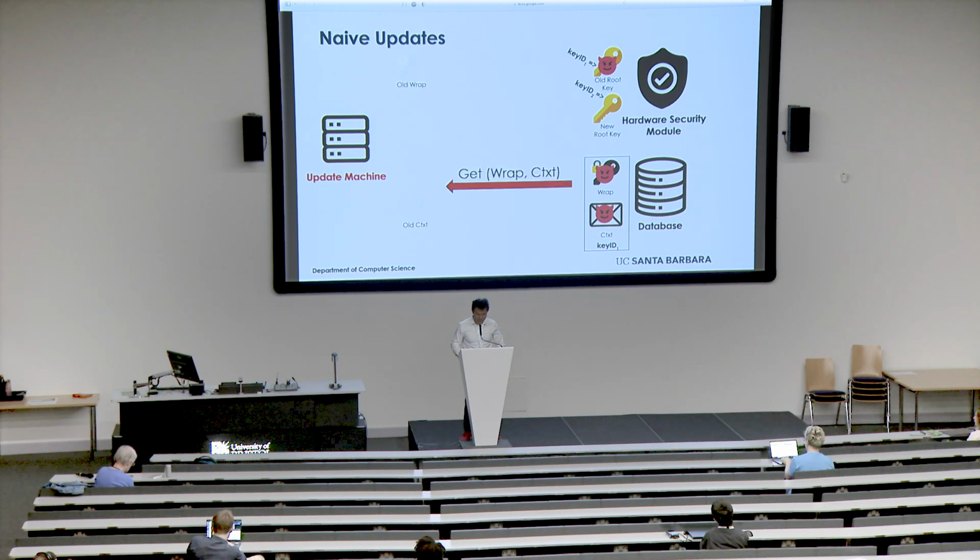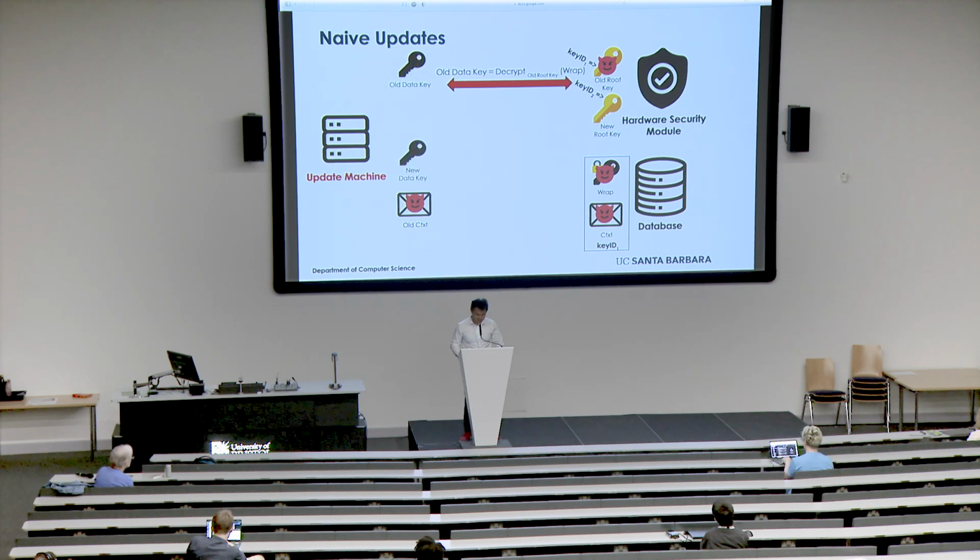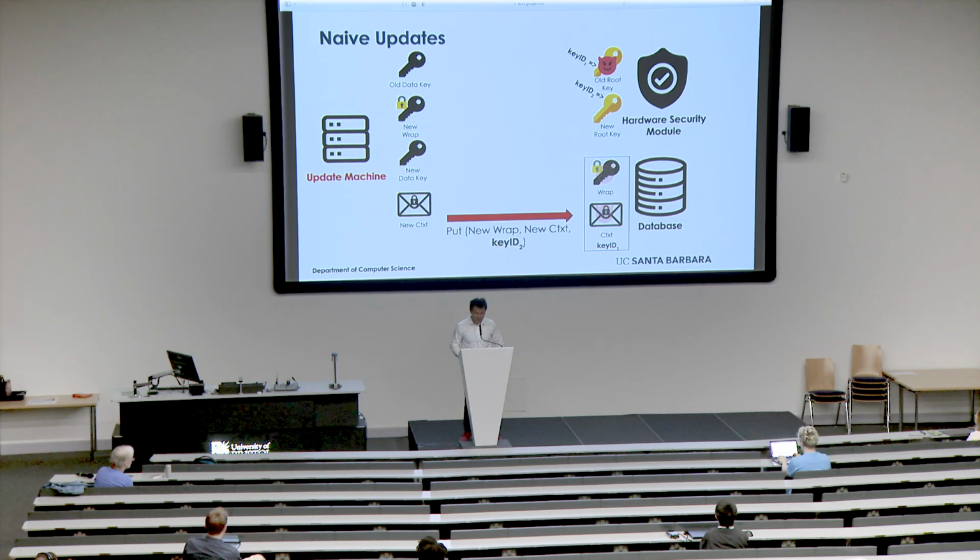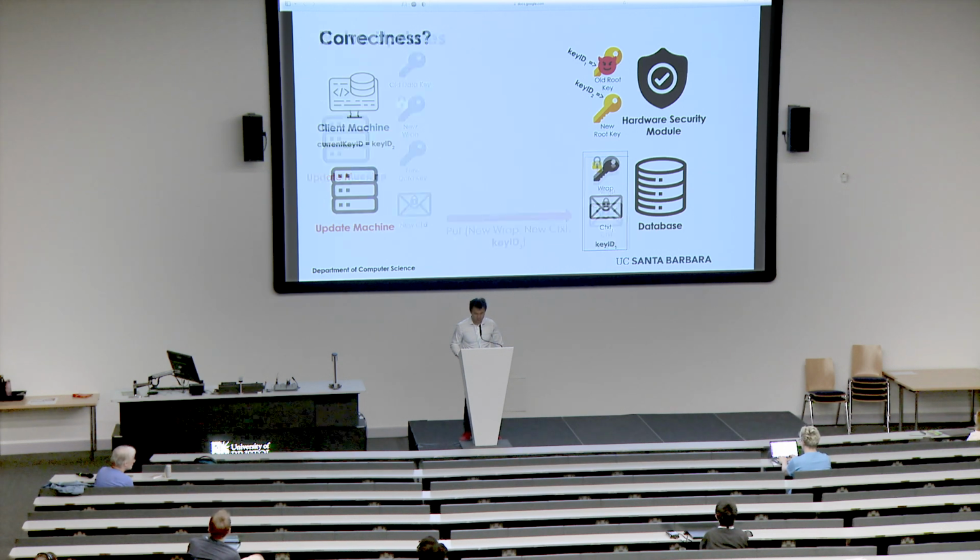The update machine first gets the old ciphertext and wrap, then communicates with the HSM to decrypt the wrap, generates a new data key, communicates with the HSM to encrypt the new data key with the new root key, generating the new wrap, decrypts the old ciphertext with the old root key, and then re-encrypts it with the new root key to generate a new ciphertext. And finally, the new ciphertext and wrap are put into the database.